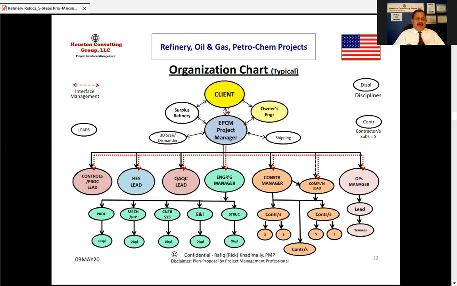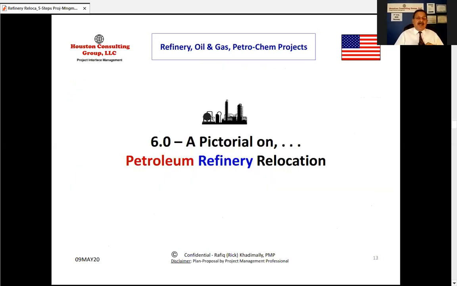So look what we have got here now. We have the engineering manager, and then under him we have a structural, E&I, control systems, mechanical and piping and process. Okay, and then we have got project controls group and the process and the procurement lead. We have HES, health, environment and safety, QA/QC, the construction manager, the completions manager, and ops manager, operations managers. Now I have got a pictorial presentation on this one.